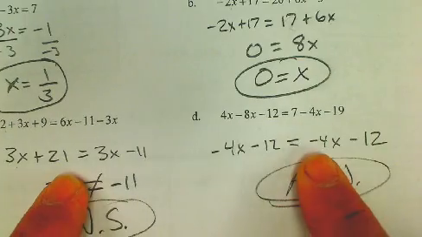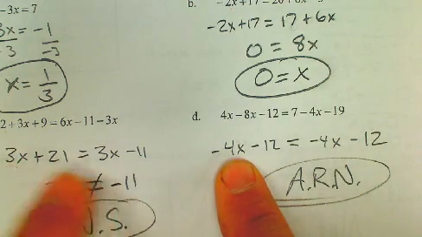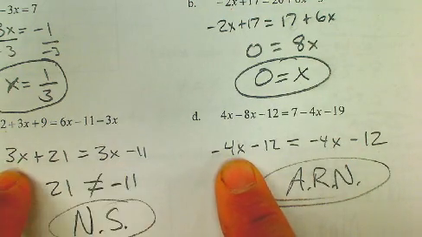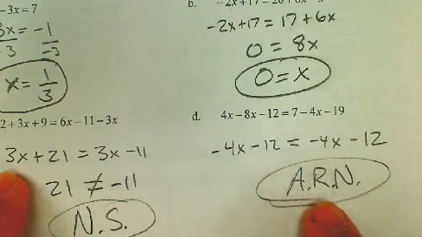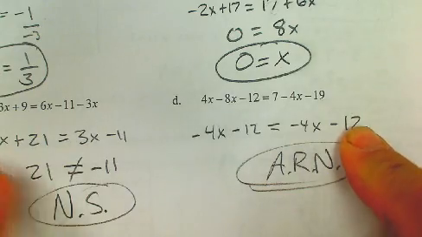They both have the x eliminated. Add 4x, subtract 3x, subtract 3x, and the x's disappear. This one's all real numbers because you're left with negative 12 equals negative 12, something that's true. These are not true.